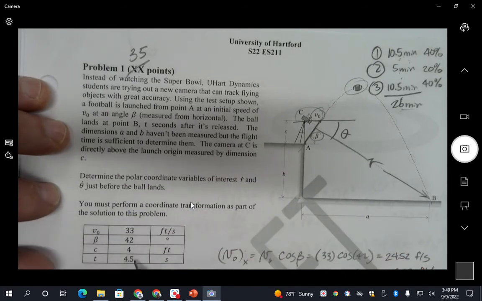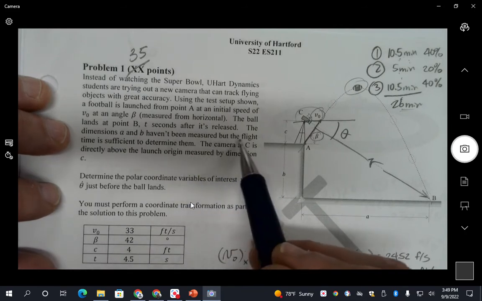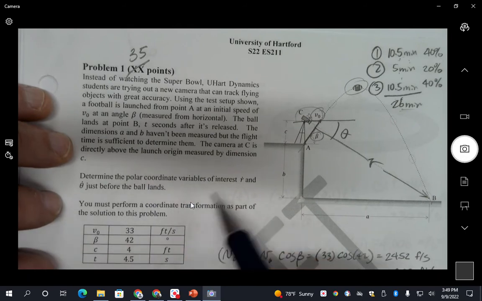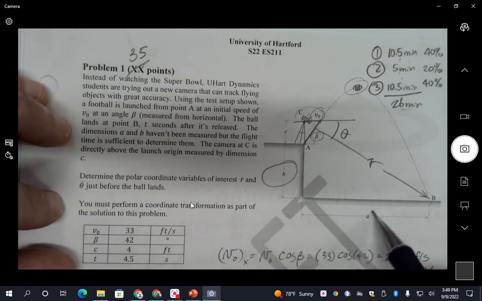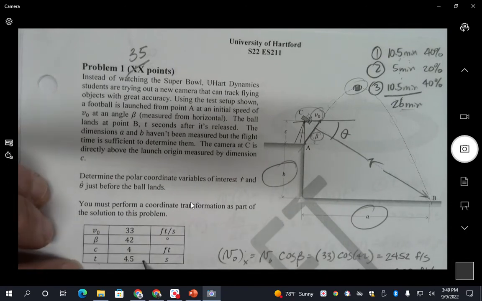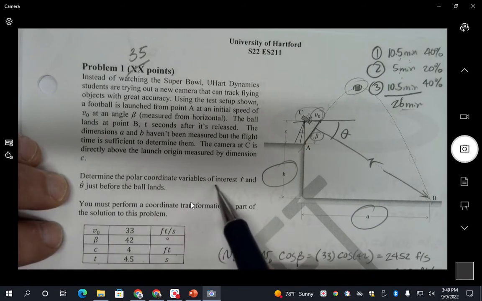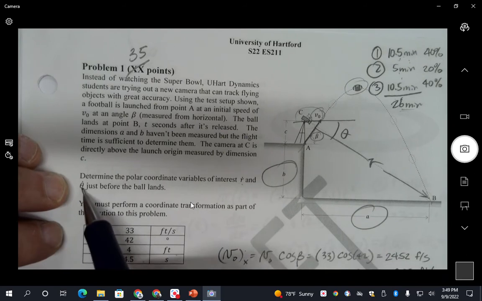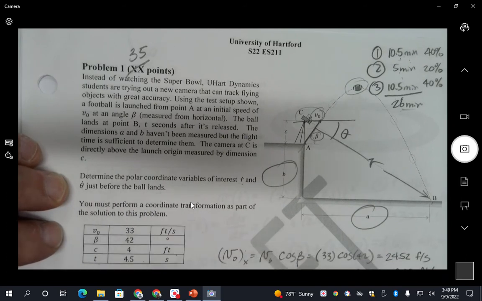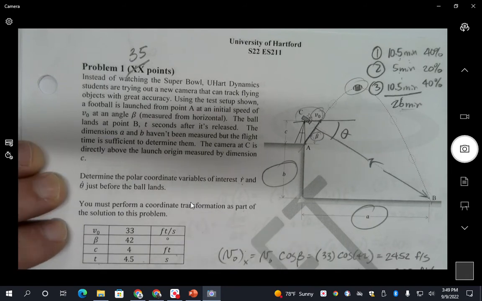The dimensions A and B, let's see, where did I put them? A and B haven't been measured, but the flight time is sufficient to determine them. So I'm telling you, I didn't give you that and I didn't give you that, but you can figure it out from the time that it has landed. So determine the polar coordinate variables of interest, r dot and theta dot, just before the ball lands. You must perform a coordinate transformation as part of the solution to this problem, right? So I've combined 2 things: projectile motion and polar coordinates.